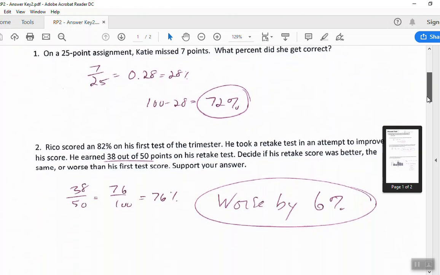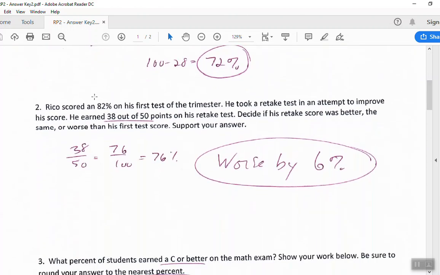The second one, Rico took a test. On the first time, he got an 82%. The second time, he got a 38 out of 50. So this is interesting because here they give you a percent, but here they don't. They give you a fraction. So you needed to start there, okay? So we start with that fraction. That was his score, 38 out of 50.